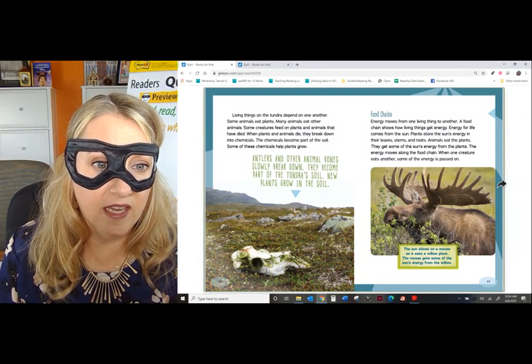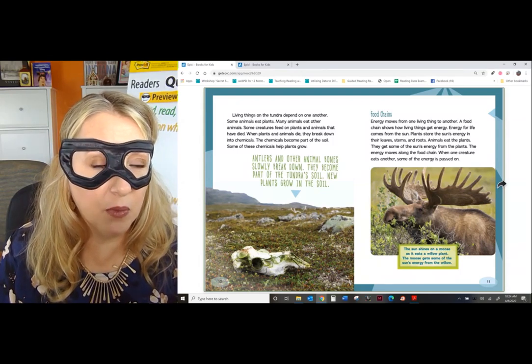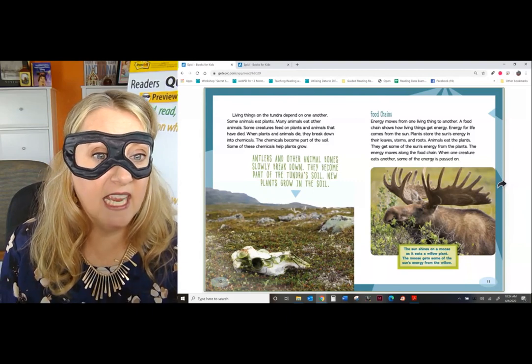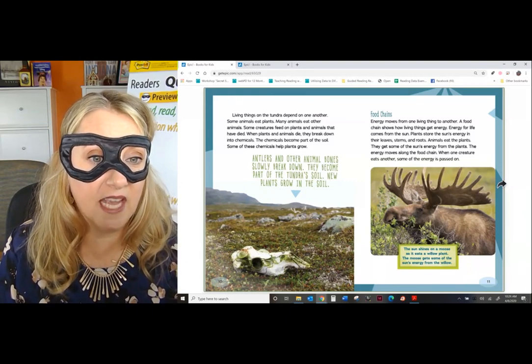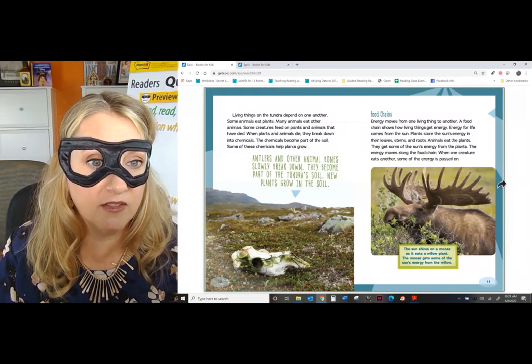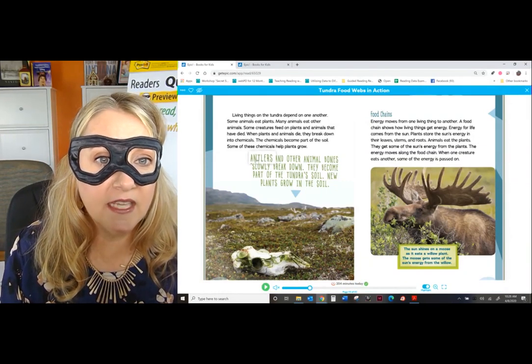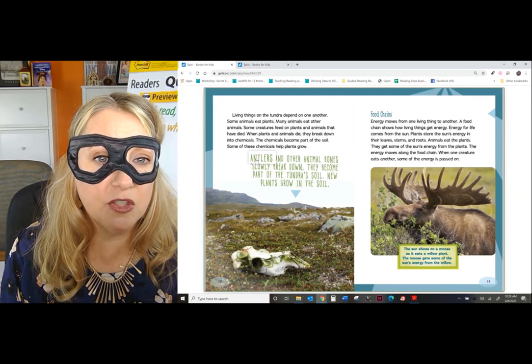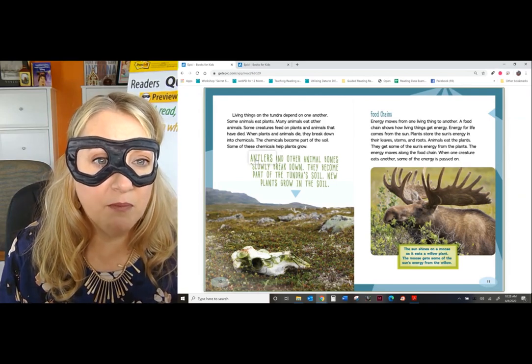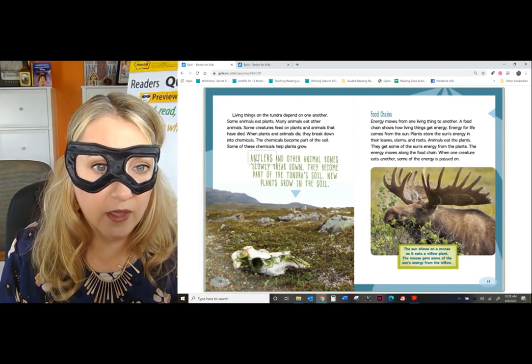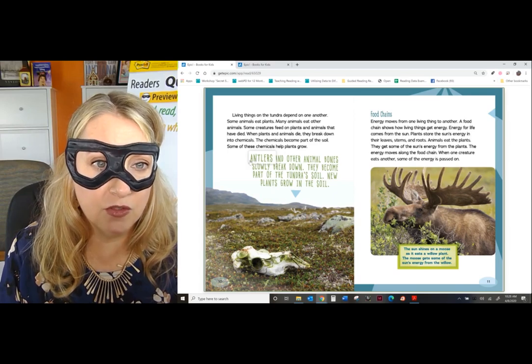The photo. Okay. And what do you see? Yeah. At first it looks like a rock, doesn't it? But what is it? I think it's a skull too. Yeah, like a skeleton of an animal. Okay, so just the head part. So let's read what it says. Antlers and other animal bones slowly break down. They become part of the tundra's soil. New plants grow in the soil.